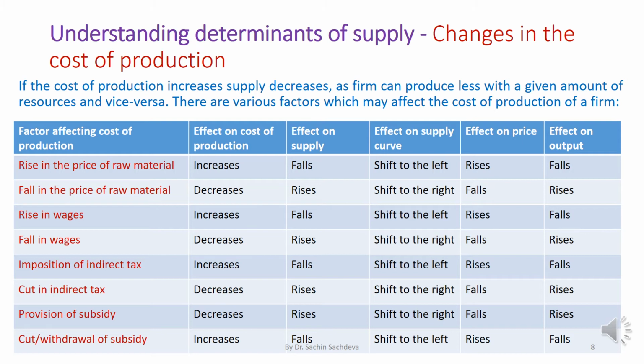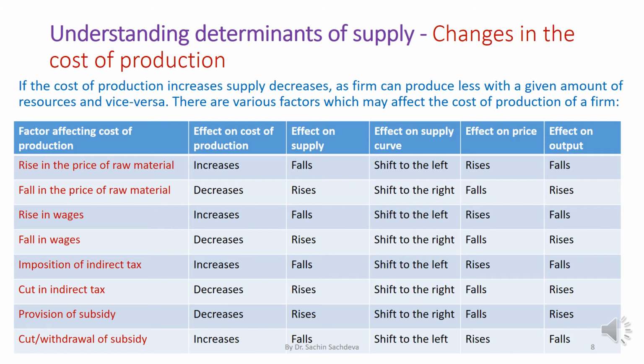Changes in the cost of production. If the cost of production increases, supply decreases, as the firm can produce less with a given amount of resources, and vice versa. That means if the cost of production decreases, supply will increase. Now, which are the factors which may affect the cost of production? There is a possibility that the price of raw material used in production rises. If the price rises, cost of production will rise.